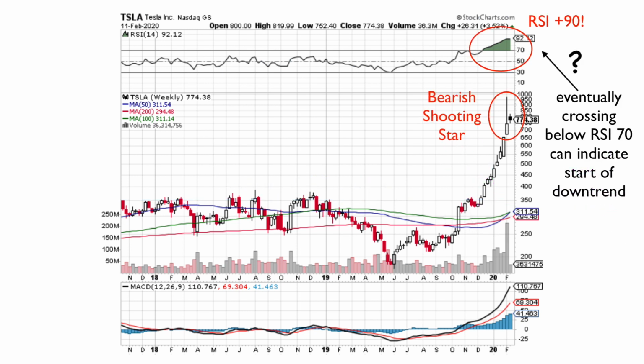Tesla is super overbought with an RSI of over 90, but a downtrend doesn't start potentially until the RSI crosses below 70. Still, a shooting star is a bearish signal.